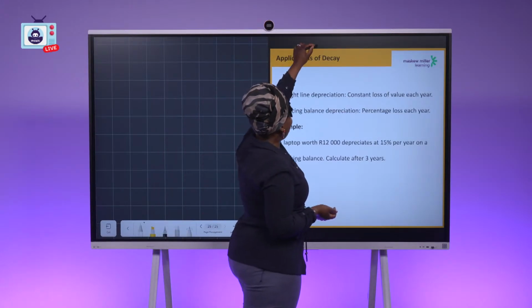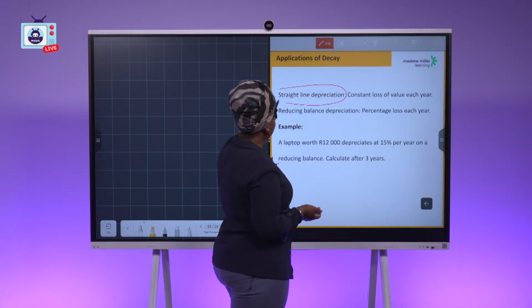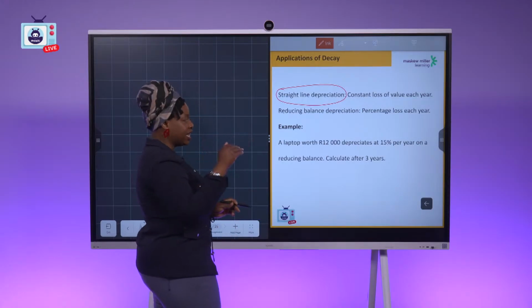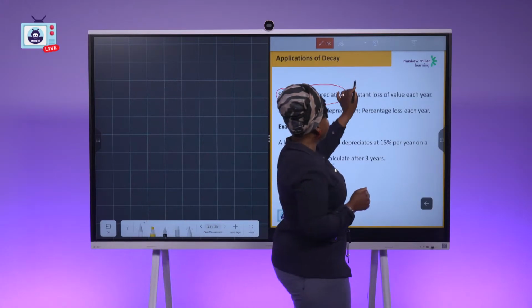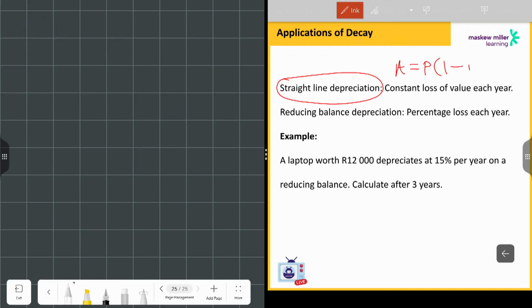Then we have the application of what we do with decay, which is something we call straight line depreciation. The straight line depreciation you would have seen is our straight line with a negative, which is A equals P times (1 minus iN). That is the one we use for straight line, whereas the one we use for reducing balance is the one that is in percentages.